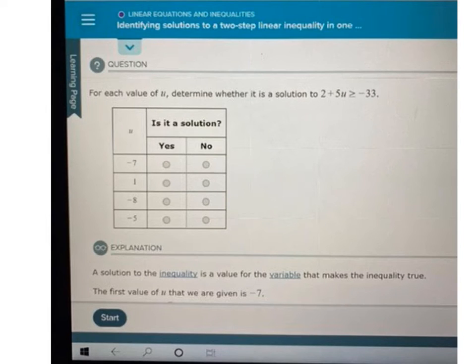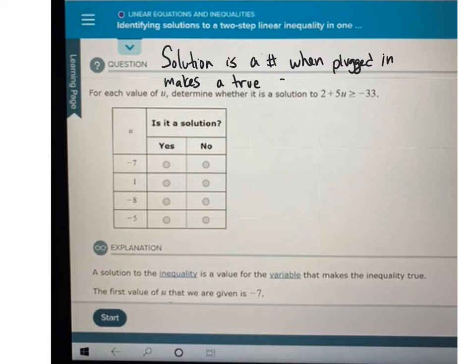Now in this case, it says I want to determine which of these are a solution to this inequality. Now remember, in general, a solution is a number that, when plugged in, makes a true statement. Now, what is a true statement? A true statement could be something like 2 equals 2. That's true. It could also be 2 is greater than 1, because 2 is greater than 1. It could also be 4 is less than 10. That's a true statement. Anything that's true in the end is true. A false statement would just be the opposite, a statement that's not true.